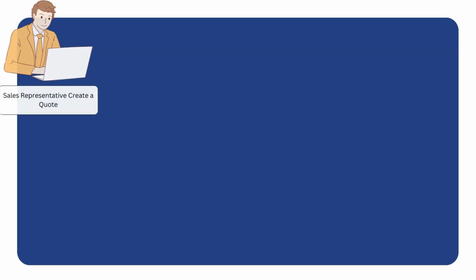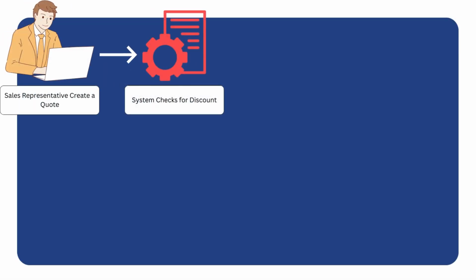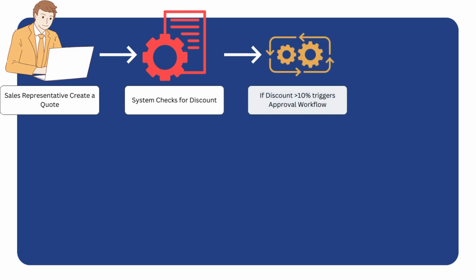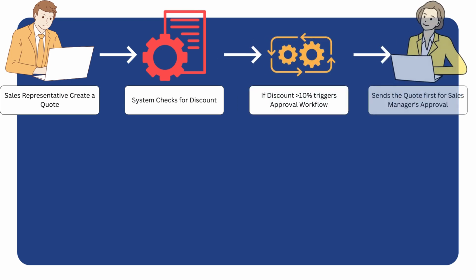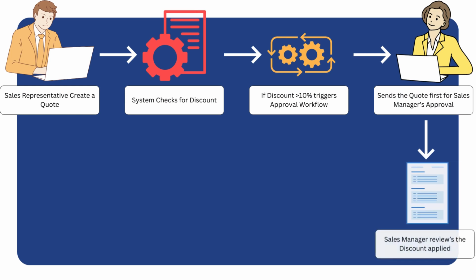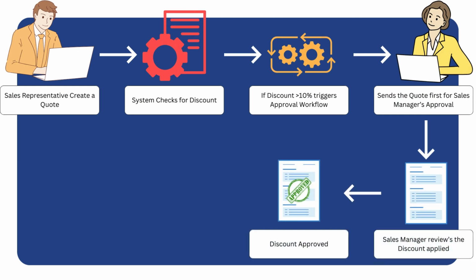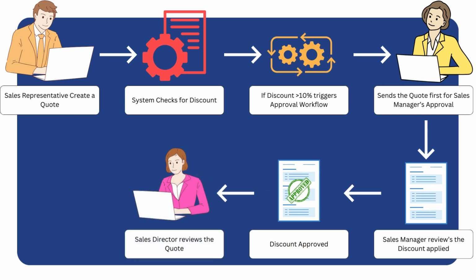A sales representative creates a quote. If the discount on this quote exceeds 10%, it triggers our approval workflow. The quote first goes to the sales manager. They review the quote details, focusing on the applied discount. If the sales manager approves the quote, it then progresses to the sales director.